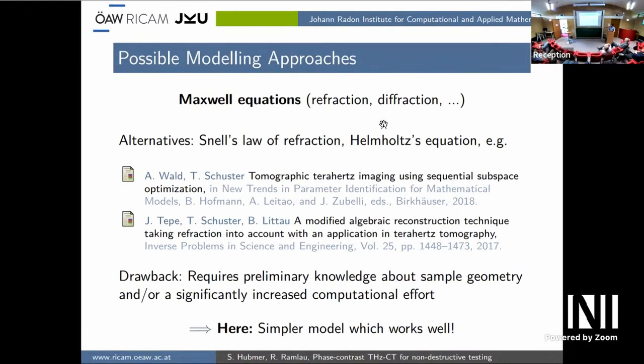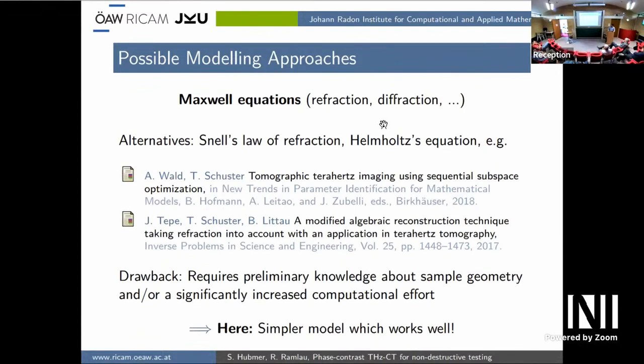Or you can use some simplification, say the Helmholtz equation. At the time of us writing this paper, there were two works which went in this direction, and as far as I can tell, they work very well. How about it? Inverting from a full Helmholtz equation can take a lot of time, and in some of them it required a bit of preliminary knowledge about the sample geometry.